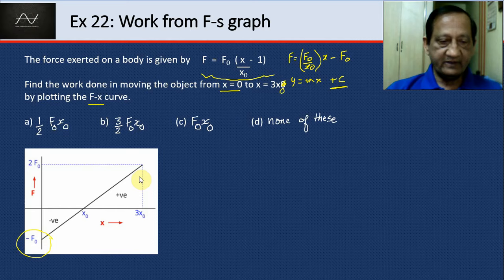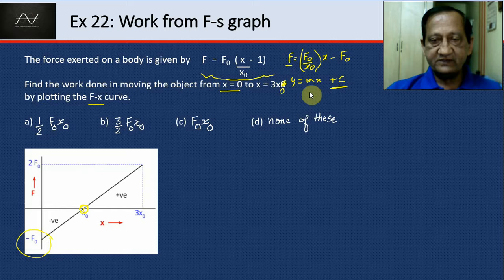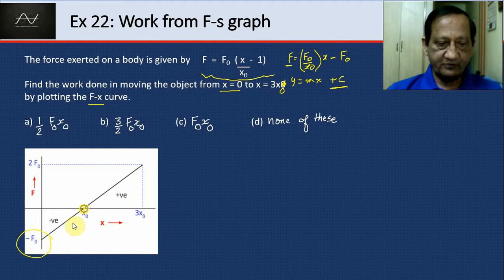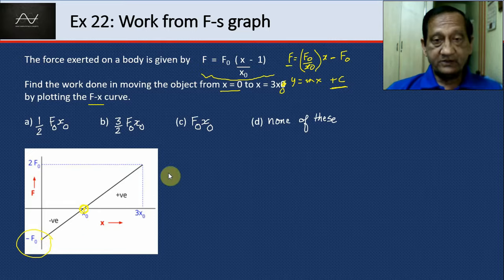But how do we figure out at what point it is cutting the x-axis? At this point, the force is 0, right? If you put force as 0, then what is the value of x? This left-hand side is 0, then f naught will cancel and x is equal to x naught. So we got 2 points, minus f naught and this x naught. For a straight line, only 2 points are sufficient, so you draw the line. But the question is, at x equal to 3x naught, what is the force? Now put x as 3x naught, then this becomes f naught into 3 minus f naught, that is 2f naught.